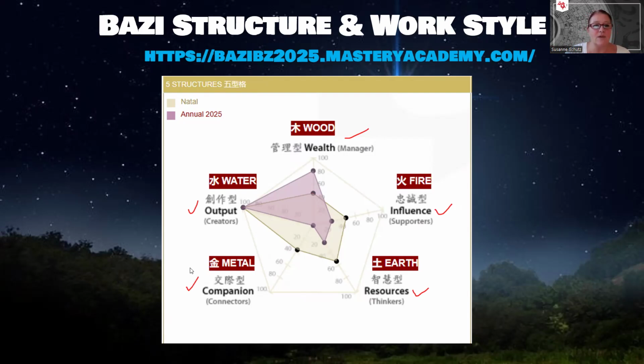And then lastly, we've got the companion work style. The companions are usually quite friendly, and they're the consummate networkers. They thrive on creating connections with others. So they know everybody at the company, at the organization. They're the ones that are the most friendly and outgoing at the workplace.